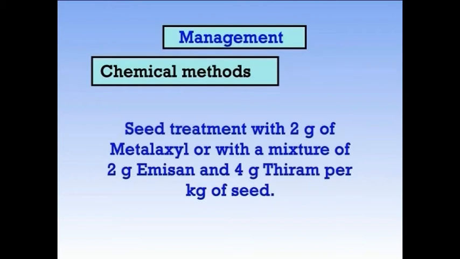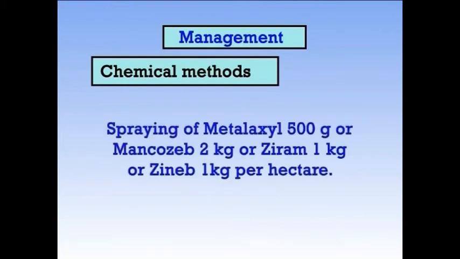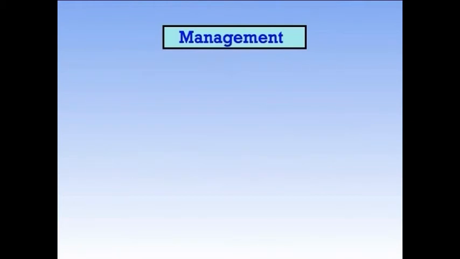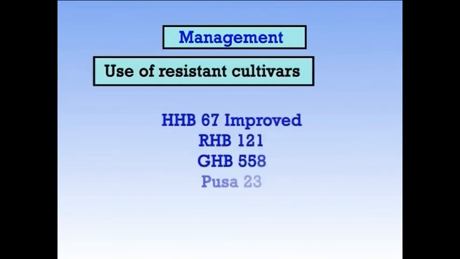Another management option includes spraying of metalaxyl 500 grams or Mancozeb 2 kg or Ziram 1 kg or Zineb 1 kg per hectare. Use of resistant cultivars like HHB 67 Improved, RHB 121, GHB 558, Pusa 23.